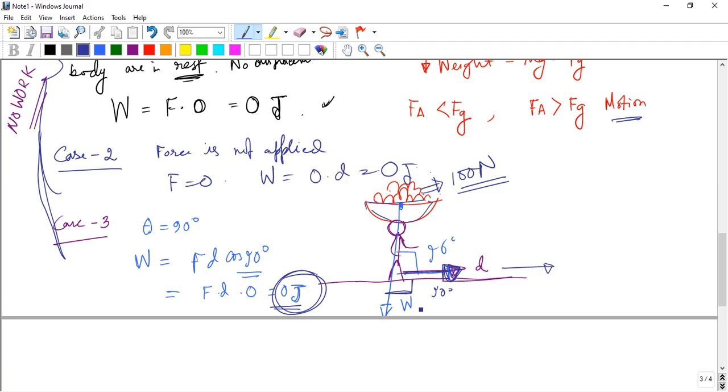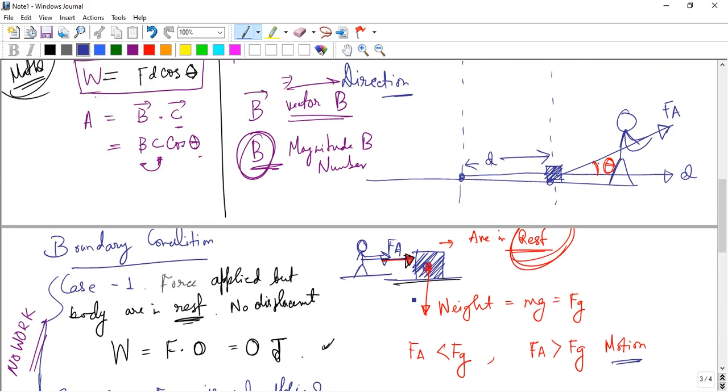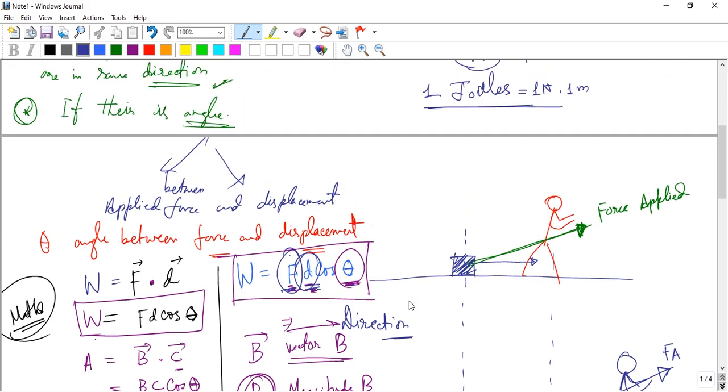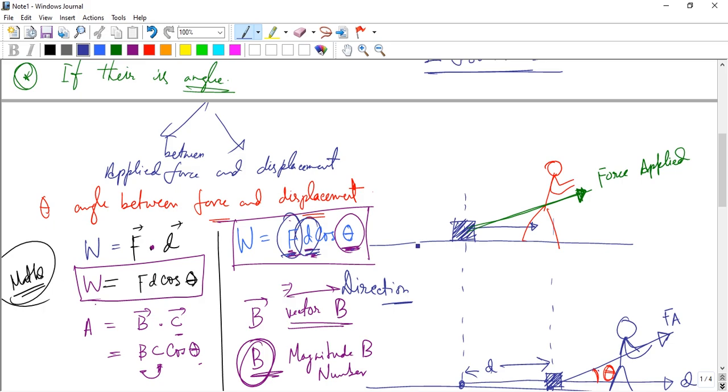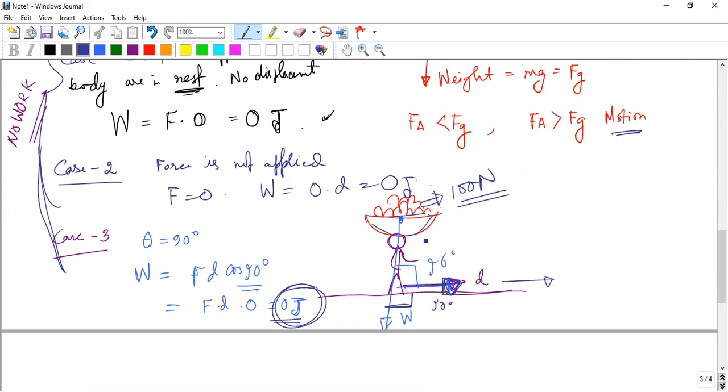Work is a scalar quantity, but work can also be positive or negative. There is positive work and another is negative work. So what is positive work and negative work? Very important concept here. So positive work says that a positive work.